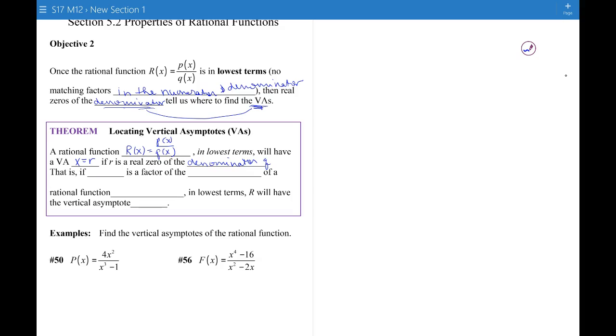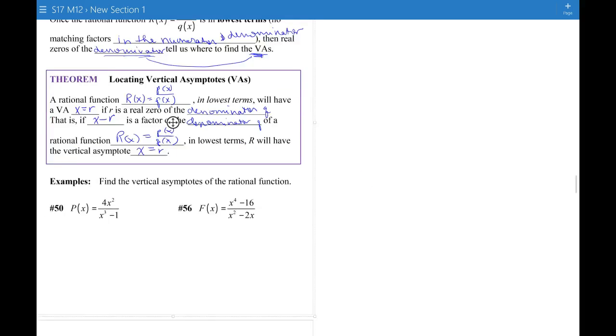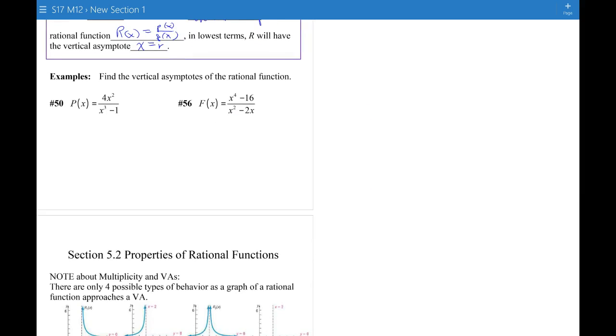So another way of saying this is if x minus r is a factor of the denominator, q, of a rational function, r of x equals p of x over q of x in lowest terms, then r will have the vertical asymptote x equals small r. So we're asked to find the vertical asymptotes of the rational function, and what we're being asked is find when the denominator is 0 once you're in lowest terms.